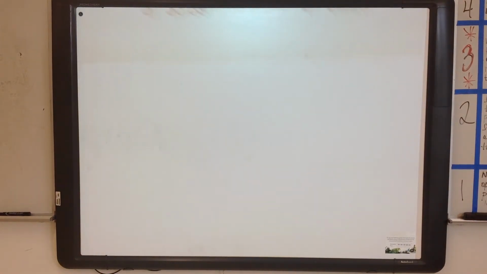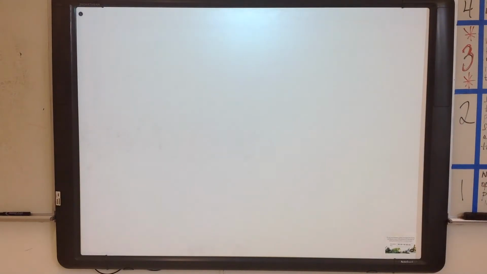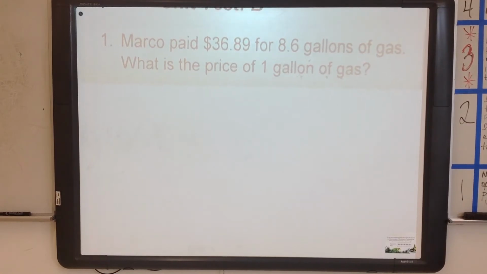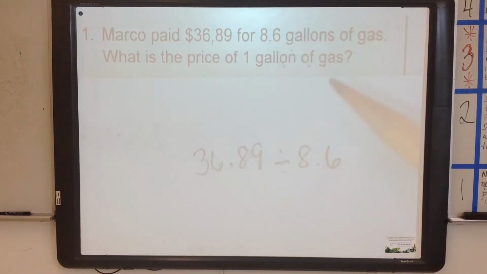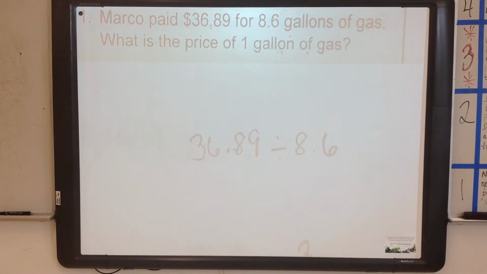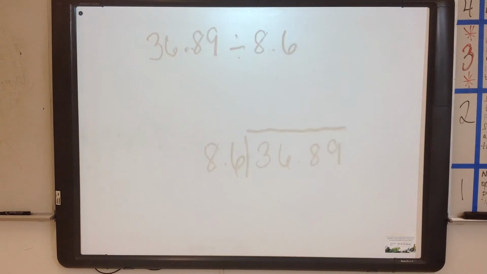So what we do is the following. We'll take our $36.89. Let's just cover up the answers here because you don't need to know the answers if you know how to do it. You don't need multiple choice. So we'll put the total of $36.89 divided by 8.6 gallons. Now, as I told you numerous times, the first number, the numerator, goes inside the house. $36.89 divided by 8.6.